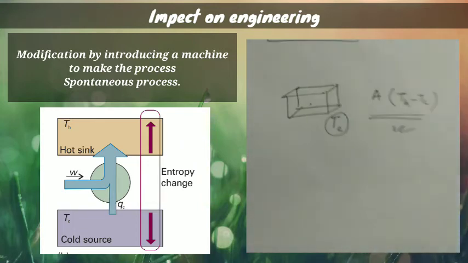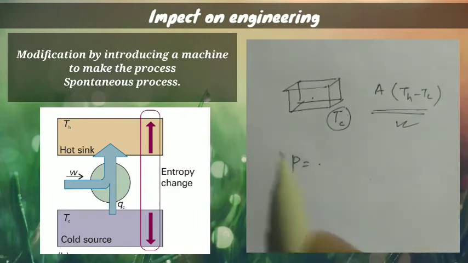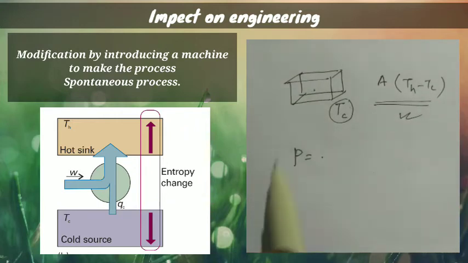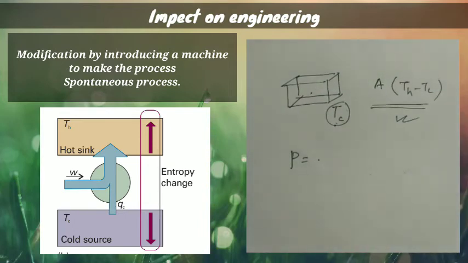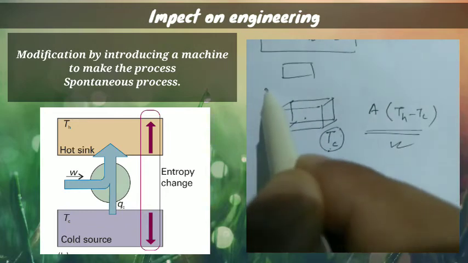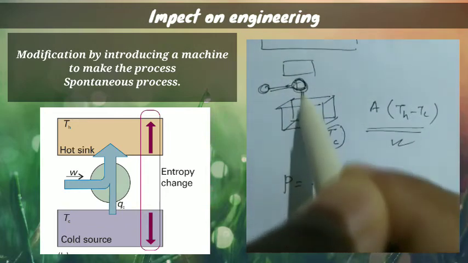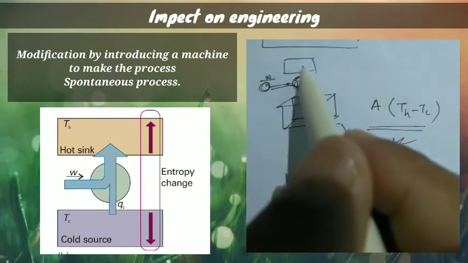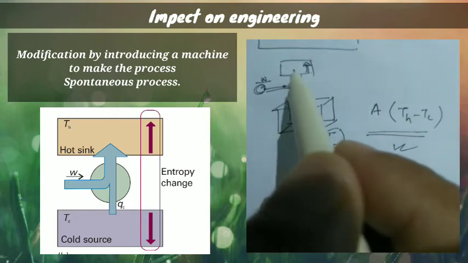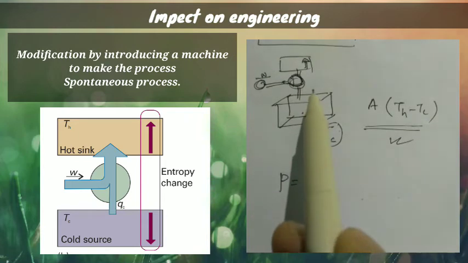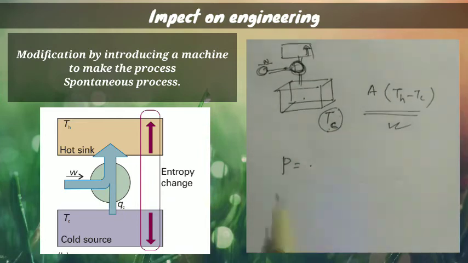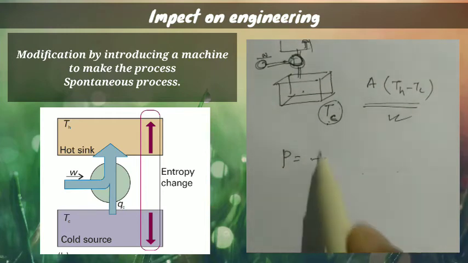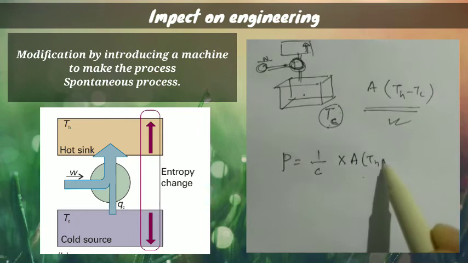So we have to apply a minimum power, let's suppose P, to maintain the original temperature, which is Tc inside that refrigerator, by pumping out the energy by heating the surrounding. Again we have to do some work on this machine to increase the entropy of the hot sink, to remove some amount of heat from that cold source, to maintain that temperature Tc. Let's suppose the minimum power is P, and this is given by 1 by c into a times Th minus Tc. This is the formula.